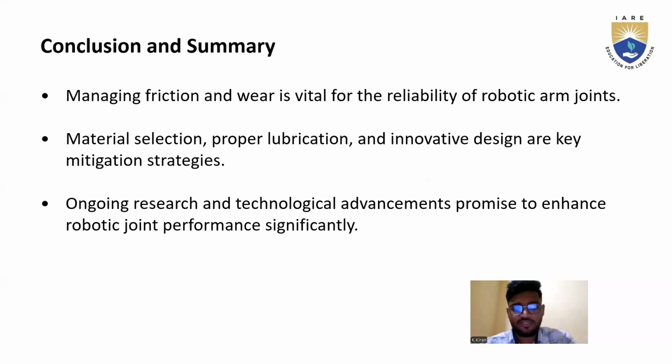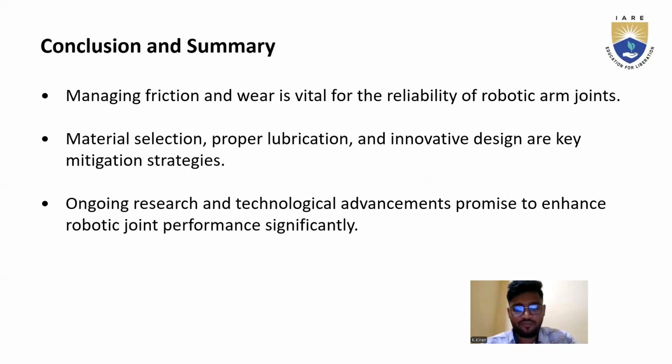Proper lubrication means there are different types of lubrication based on the application. We can use lubrications like grease, oil and solid lubricant. At the same time, innovative designs are a key mitigation strategy. Nowadays, we can observe that there is so much innovation. Based on the innovation, we can say it is of great significance, mainly in managing the friction of the robotic arm joint.